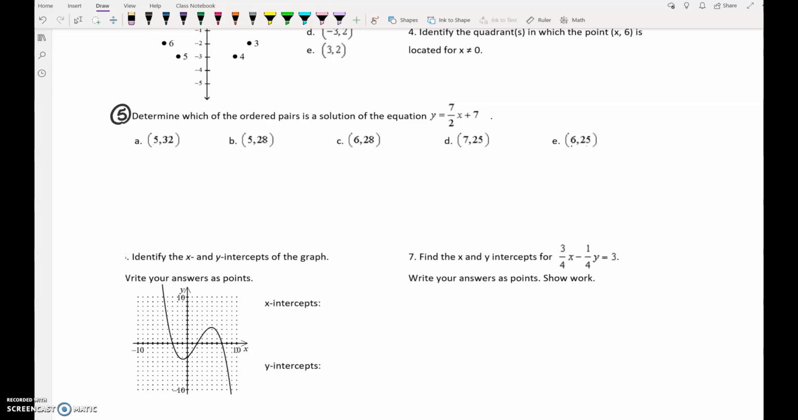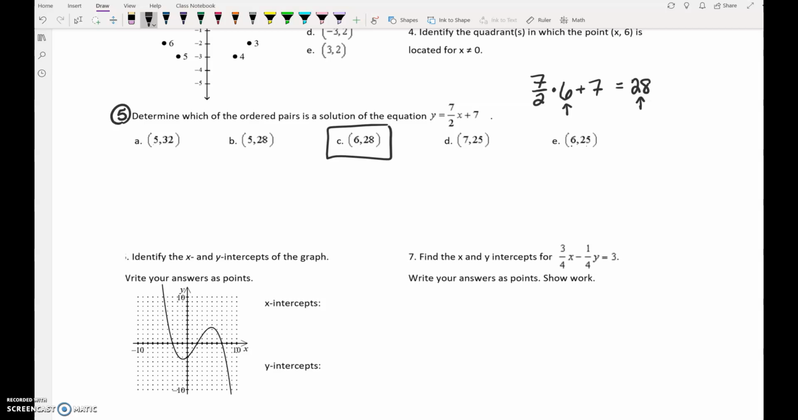On number 5, you're trying to figure out which ordered pair is a solution. Basically, I'm going to start with my x's. I have x values of 5, 6, or 7. So I'm just going to pick the middle number 6 and try 6. I'm going to do 7 halves times 6 plus 7 and see what I get. When I plug that into my calculator, I get 28. So I had an x value of 6, and I ended up getting 28, and that's one of my options.